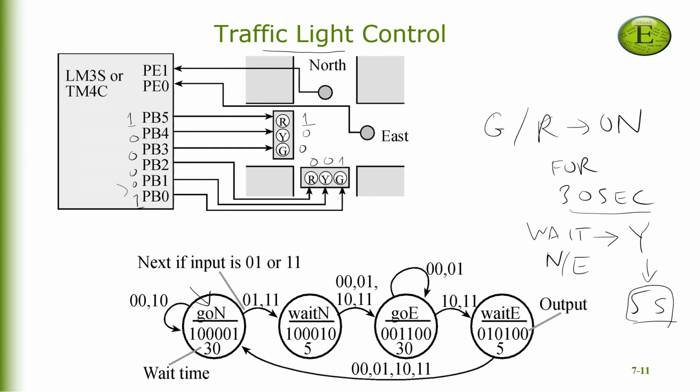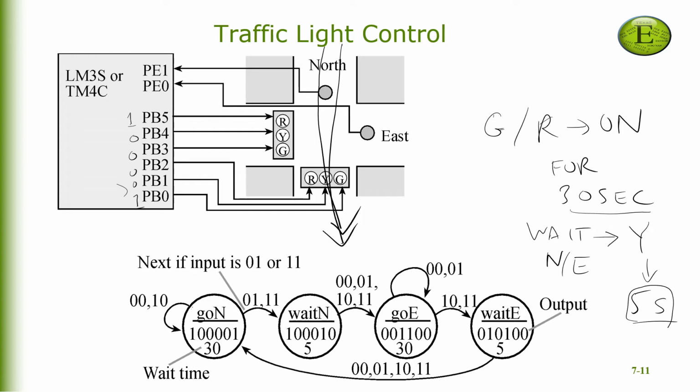But what about the inputs that are going to bring the state transition? We have a 2-bit input, PE0 and PE1. These are available at the least significant bits of port E. So let's consider an example. We are in the go north state, which means that we are allowing the traffic to go north. Now we sense the input.